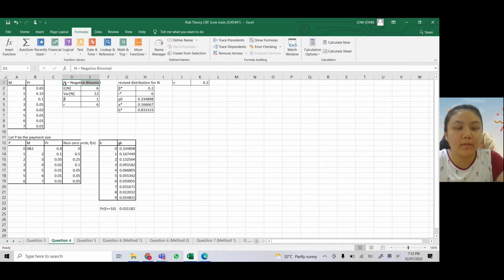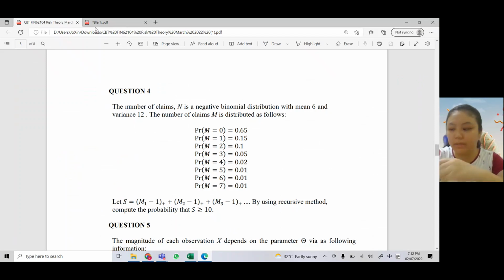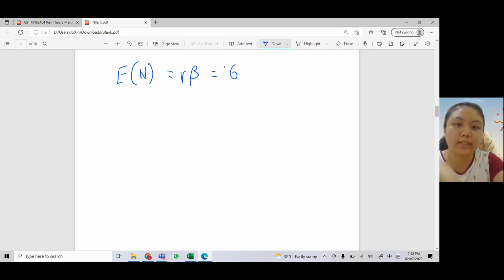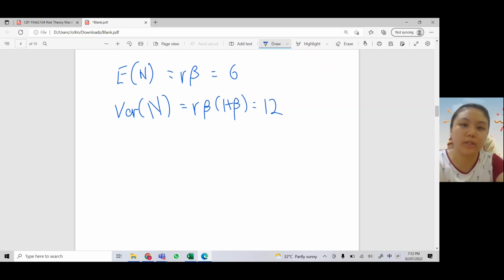And the number of claims N follows a negative binomial distribution. The question also gives E[N] is 6 and Var[N] is 12. From E[N] and Var[N], we can get the parameters beta and r. According to the formula sheet, the E[N] of the negative binomial equals r beta, so this is 6 given by the question. And the Var[N] equals r beta times 1 plus beta, so this equals 12 according to the question.